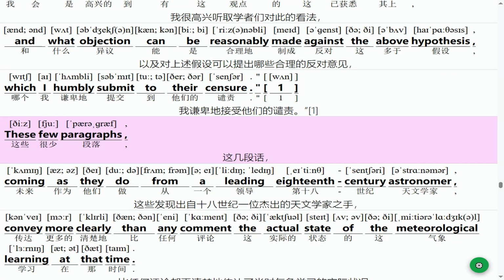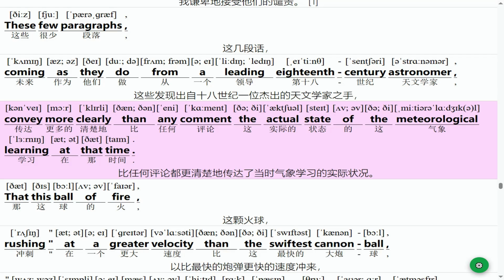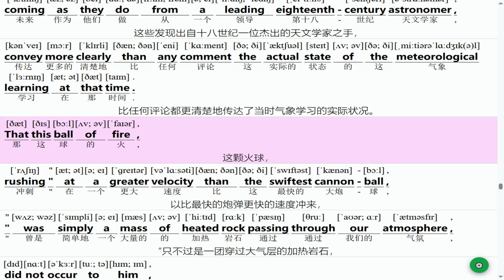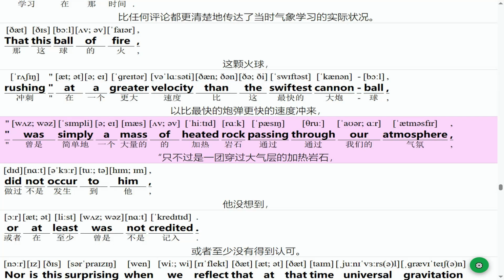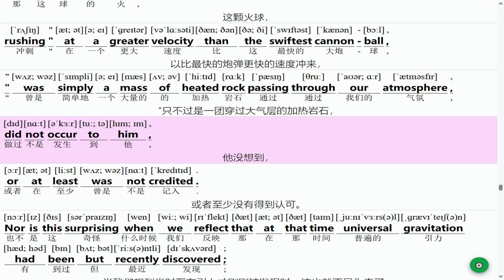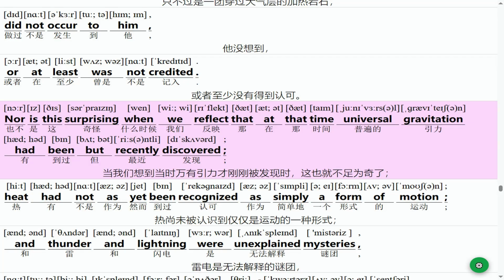1. These few paragraphs, coming as they do from a leading 18th-century astronomer, convey more clearly than any comment the actual state of the meteorological learning at that time. That this ball of fire, rushing at a greater velocity than the swiftest cannonball, was simply a mass of heated rock passing through our atmosphere, did not occur to him, or at least was not credited. Nor is this surprising when we reflect that at that time universal gravitation had been but recently discovered.